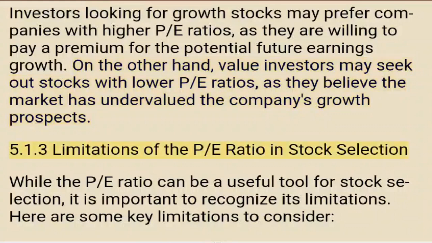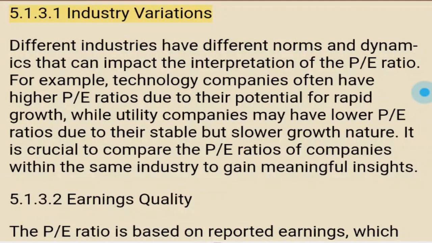5.1.3 Limitations of the P/E ratio in stock selection. While the P/E ratio can be a useful tool for stock selection, it is important to recognize its limitations. Here are some key limitations to consider. 5.1.3.1 Industry variations. Different industries have different norms and dynamics that can impact the interpretation of the P/E ratio. For example, technology companies often have higher P/E ratios due to their potential for rapid growth, while utility companies may have lower P/E ratios due to their stable but slower growth nature. It is crucial to compare the P/E ratios of companies within the same industry to gain meaningful insights.